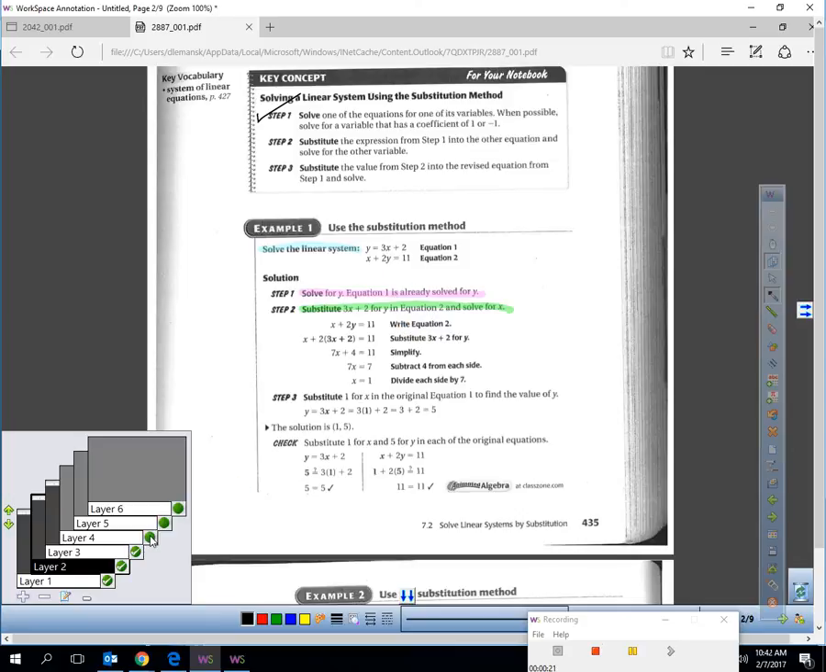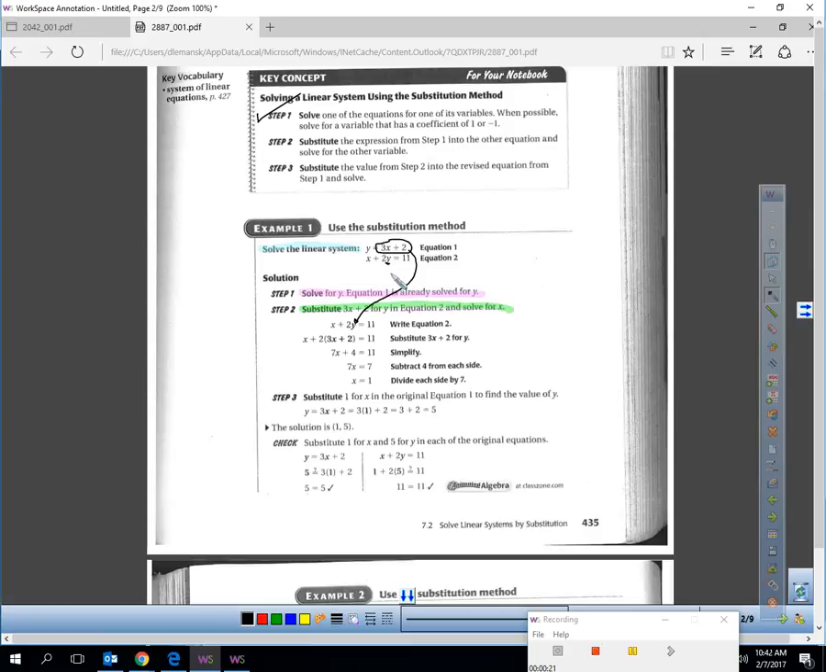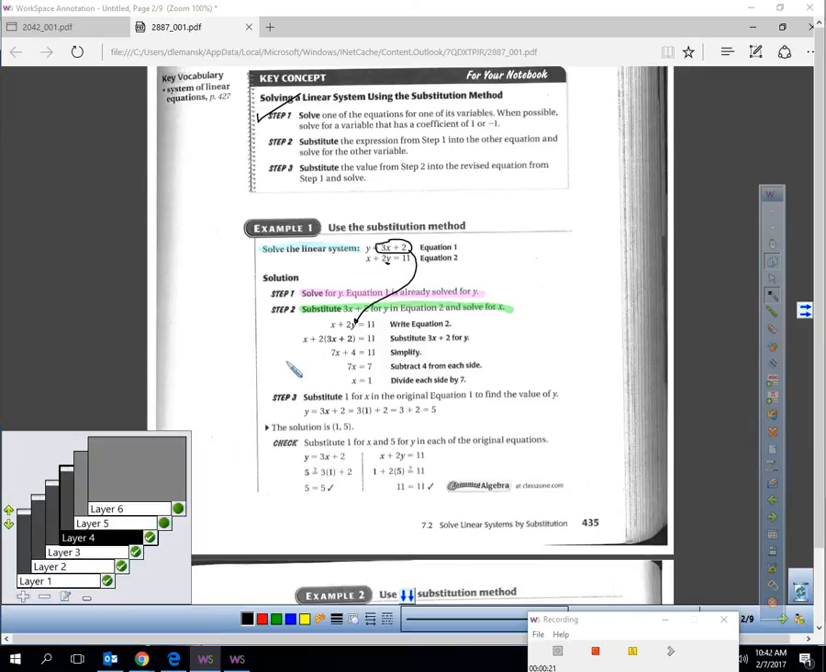So again, if you're like, what are you talking about? Y and 3x plus 2 are the same thing. So take 3x plus 2, substitute it into equation 2 where you see a y, because y can be replaced by 3x plus 2. They're the same thing. So you notice right here, I'm going to circle it, in this equation, instead of having a y, they replaced y with 3x plus 2. Replacing is the same as substituting.